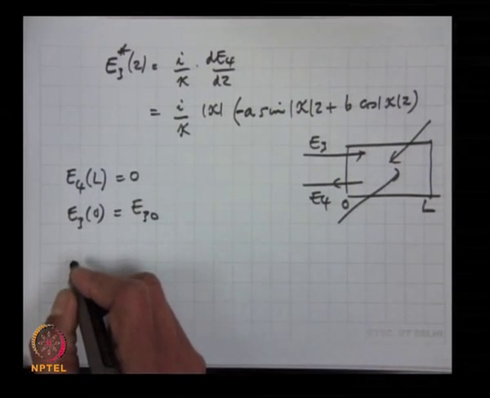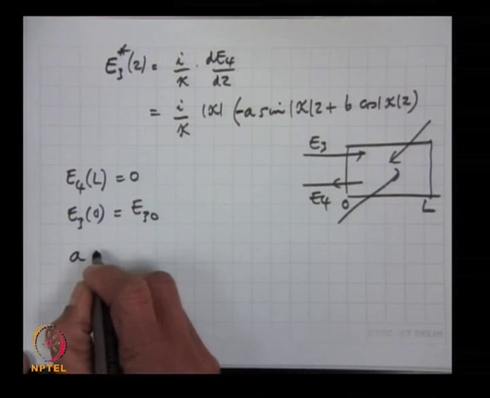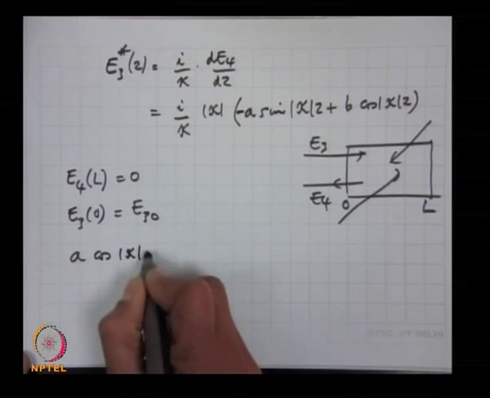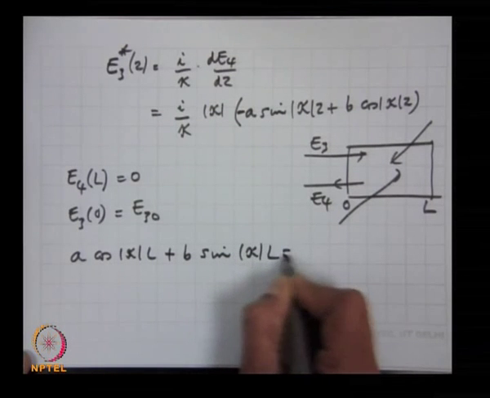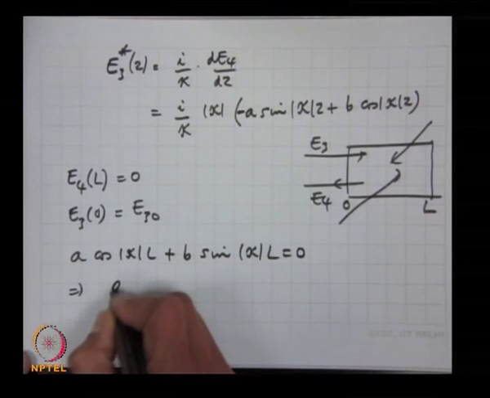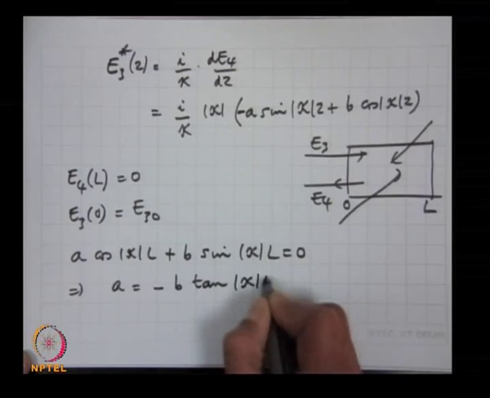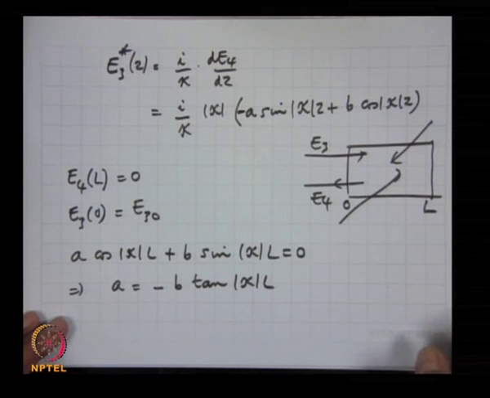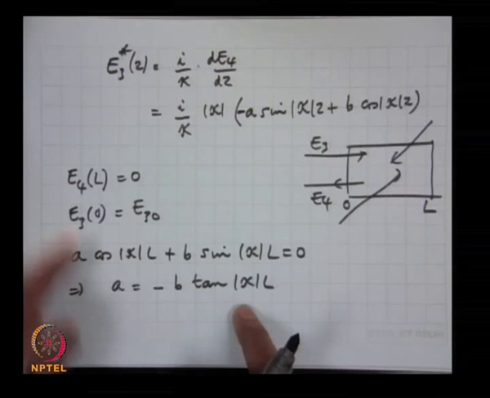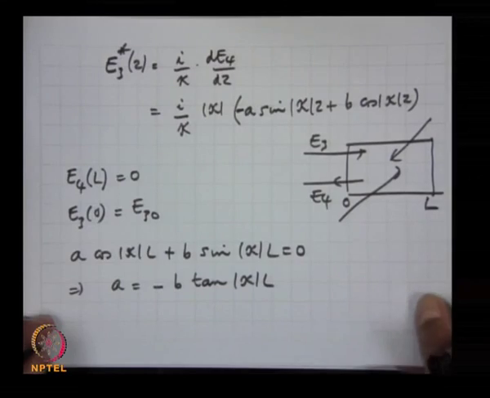So E4 of L is equal to 0 implies A cos mod kappa L plus B sin mod kappa L is equal to 0. This implies A is equal to minus B tan mod kappa L. Okay. Now I substitute this second boundary condition in this equation and use the fact that A is minus B tan kappa L.